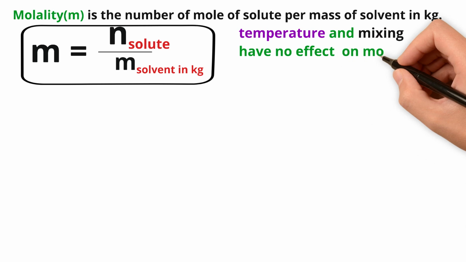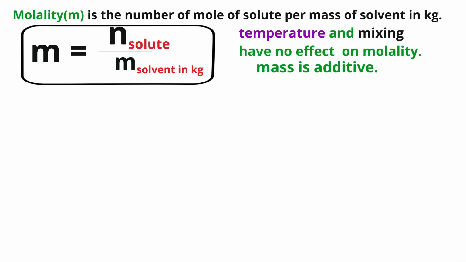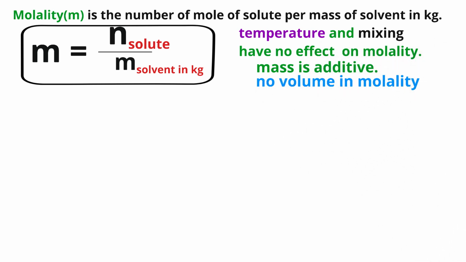Temperature and mixing have no effect on molality because molality doesn't contain volume. So temperature and mixing have no effect on molality. It only contains mass, but mass is additive, no volume in molality.